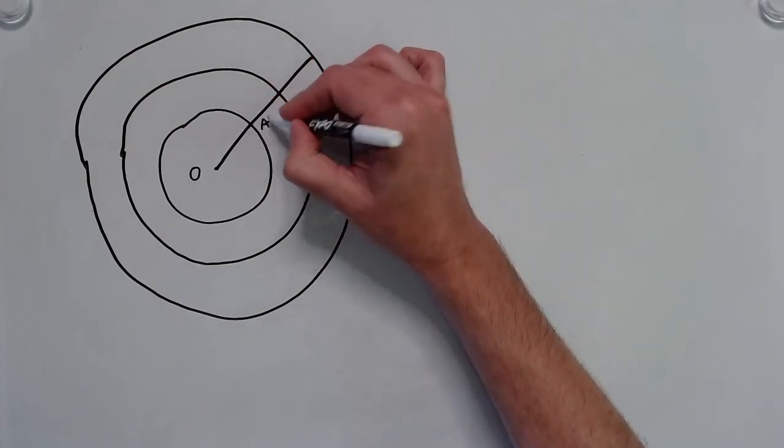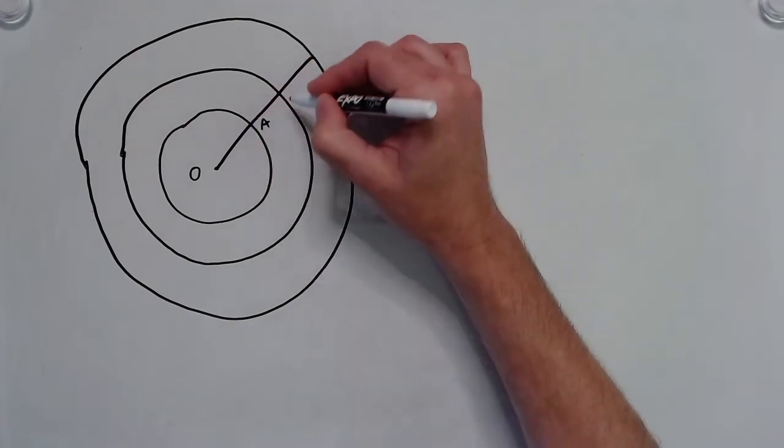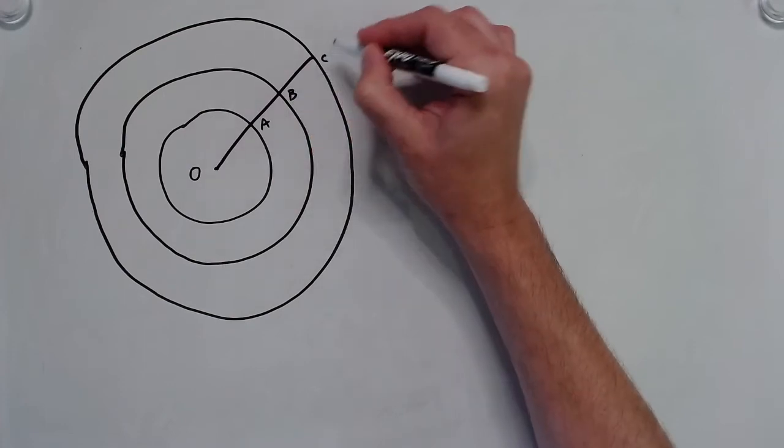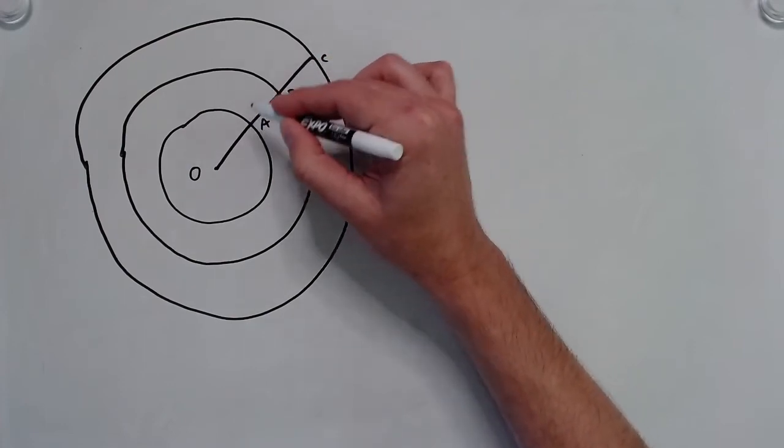This is going to be A, where this line intersects a circle. This is B, and this is C. So these little spots here where we have intersections.